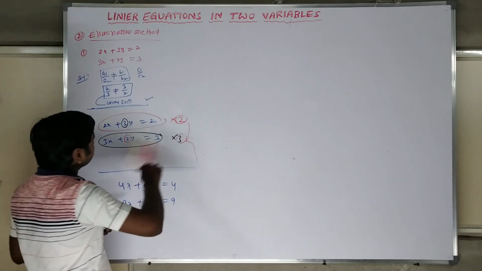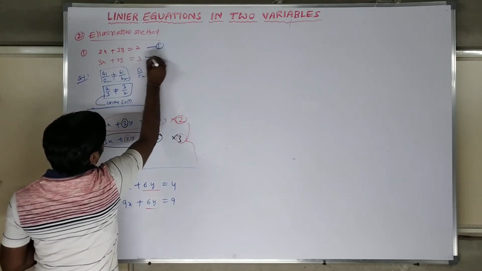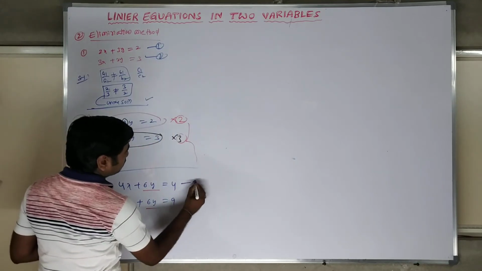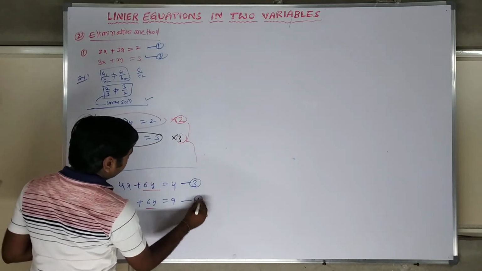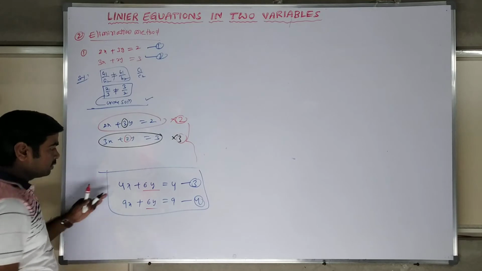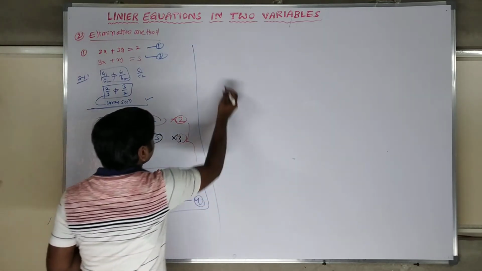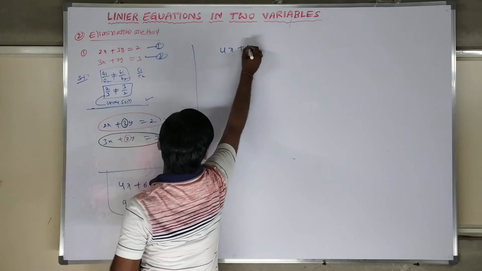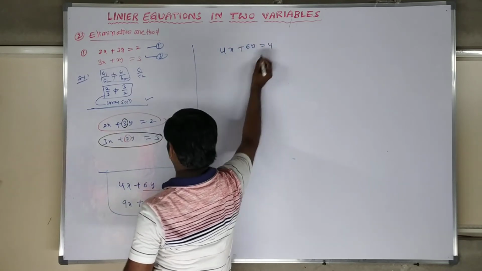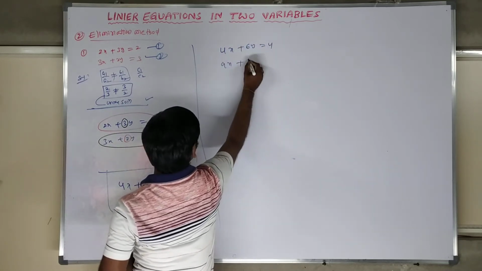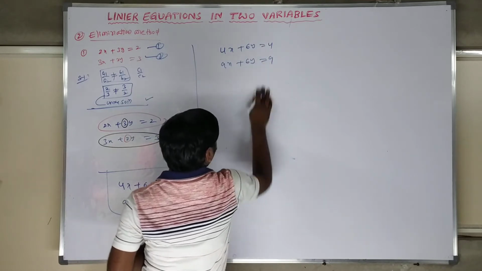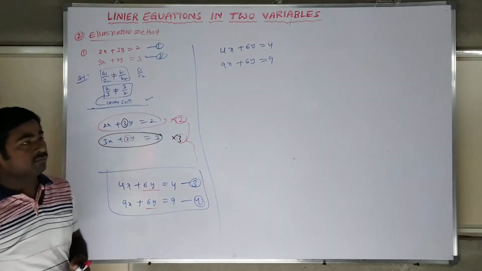So this is equation number 1, equation number 2, resultant equation 3, resultant equation 4. After these two equations, start working for this. Copy the equations: 4x plus 6y is equal to 4, 9x plus 6y is equal to 9. This is equation number 3 and 4.